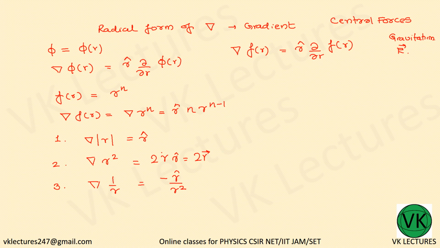Okay, now the fourth one, let us write down del of 1 by r squared. Now this is quite interesting. This we have, that's equal to minus 2 r cap divided by r cube.